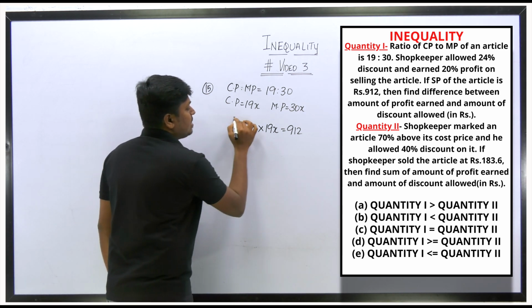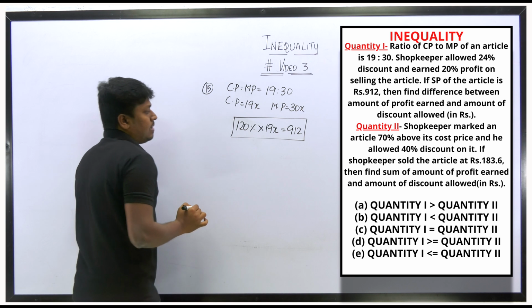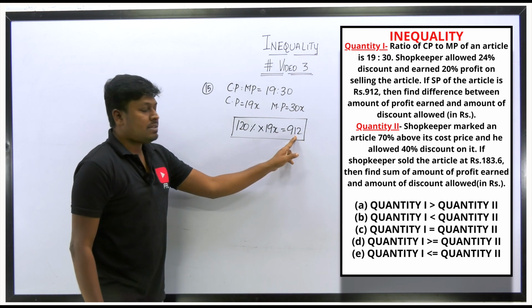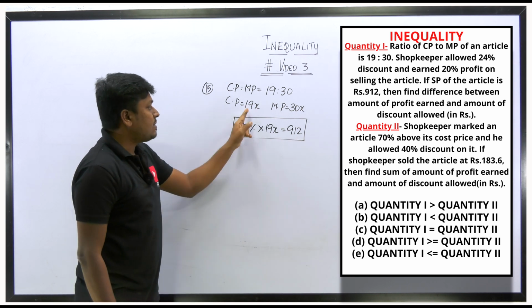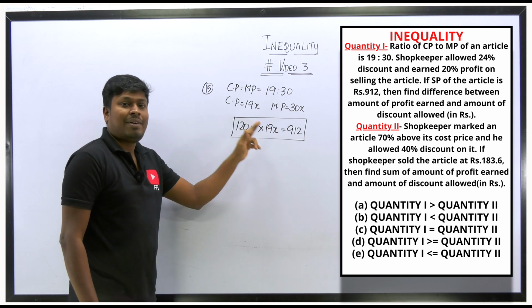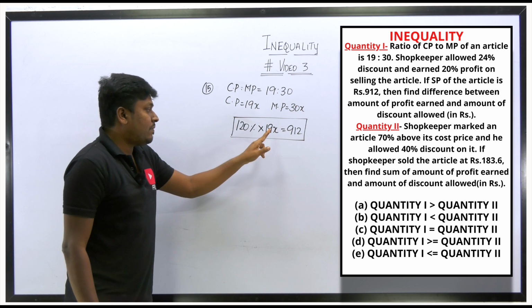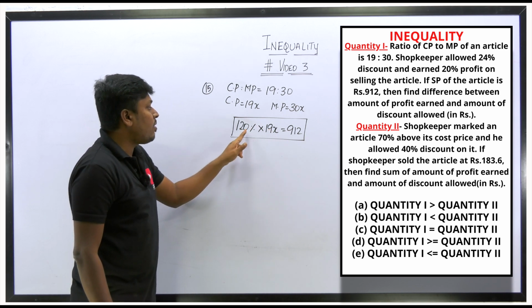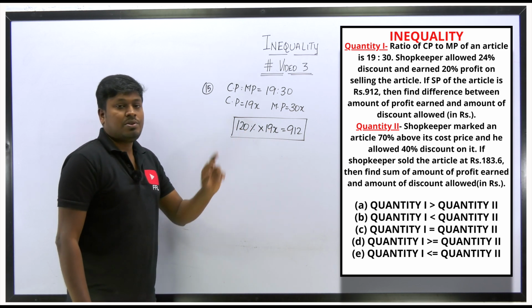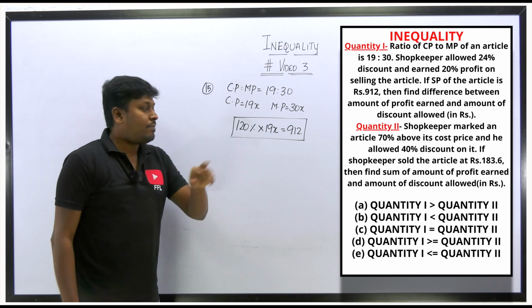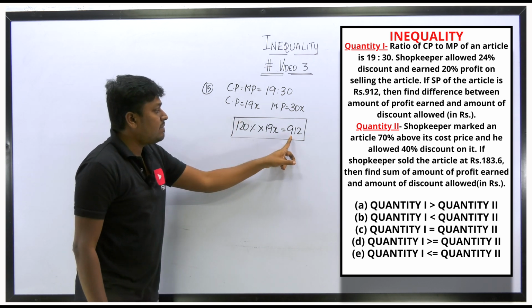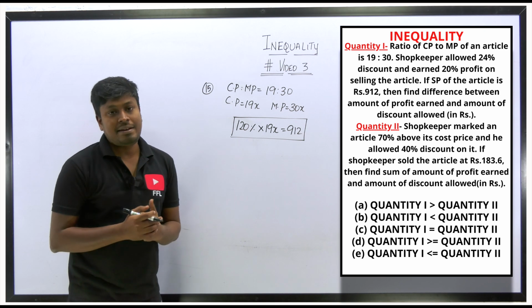This is the most important step to solve this question. So the selling price of the article is 912 and the cost price is how much? 19x. They have given the value in terms of ratio, so that's the reason I have taken it as 19x. So from the cost price, he earns a profit of how much? 20%. So 120% of that cost price will be the selling price, which is 912.